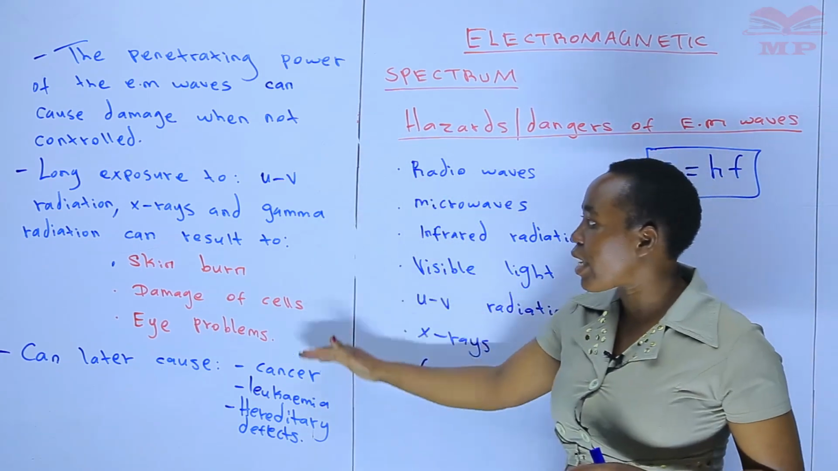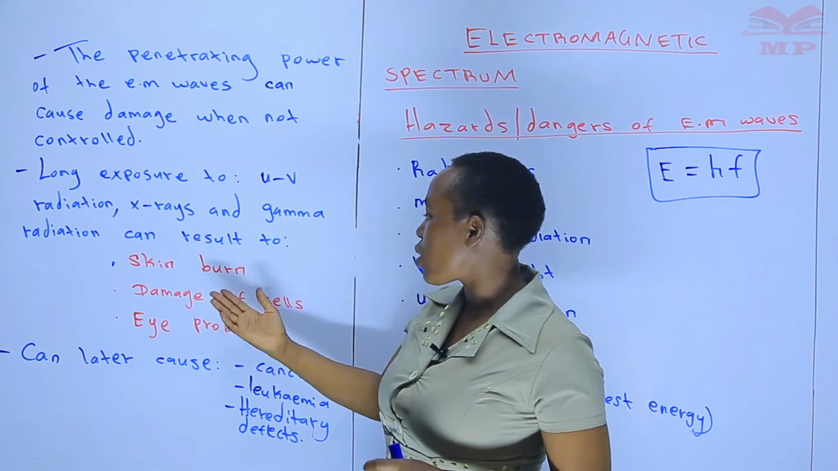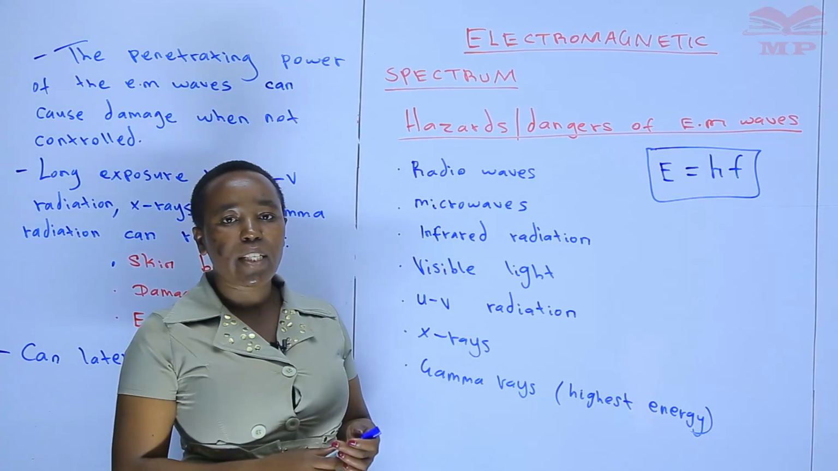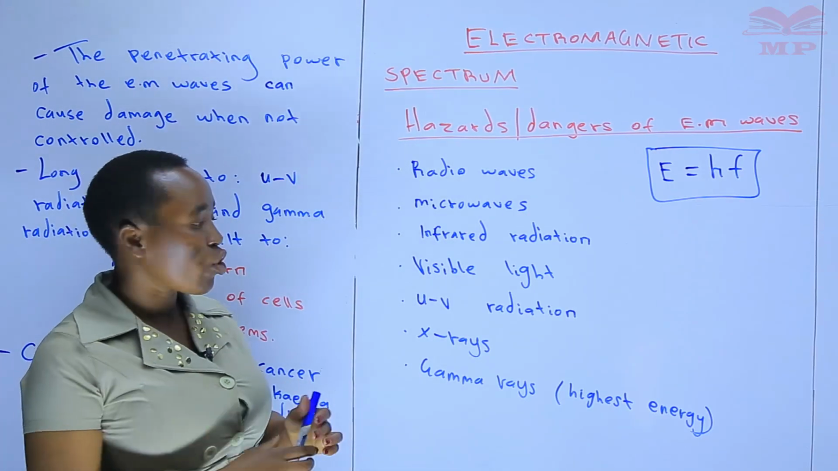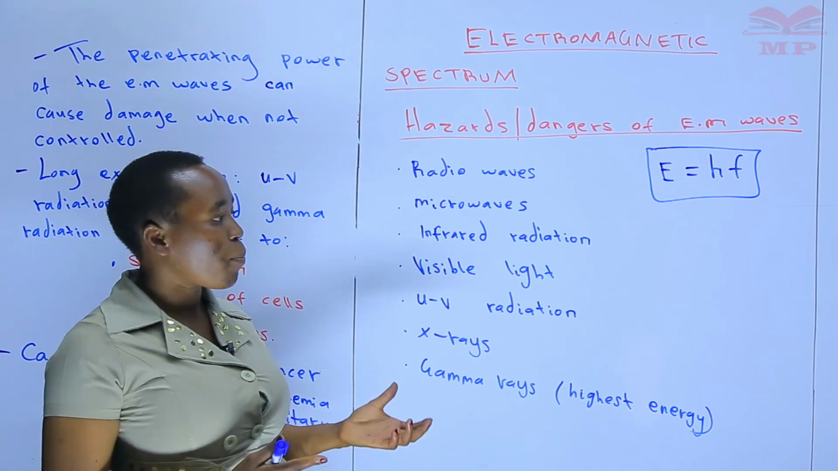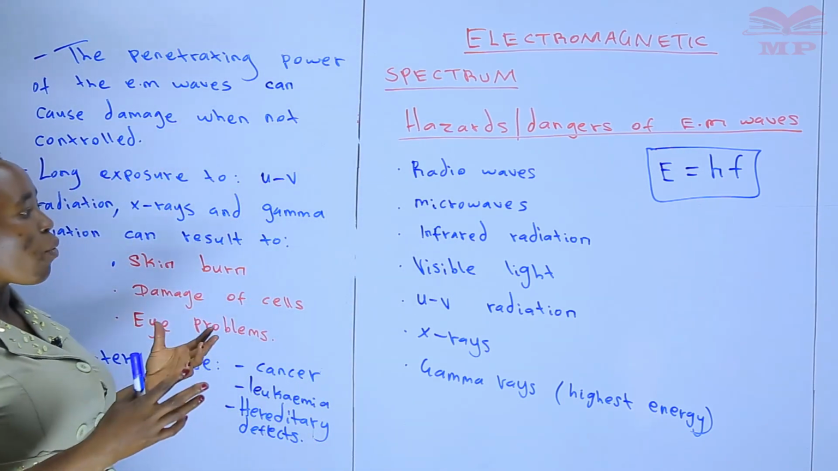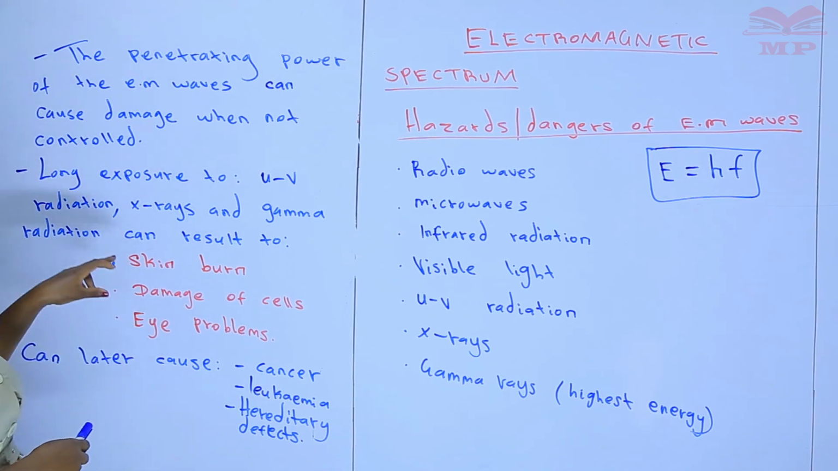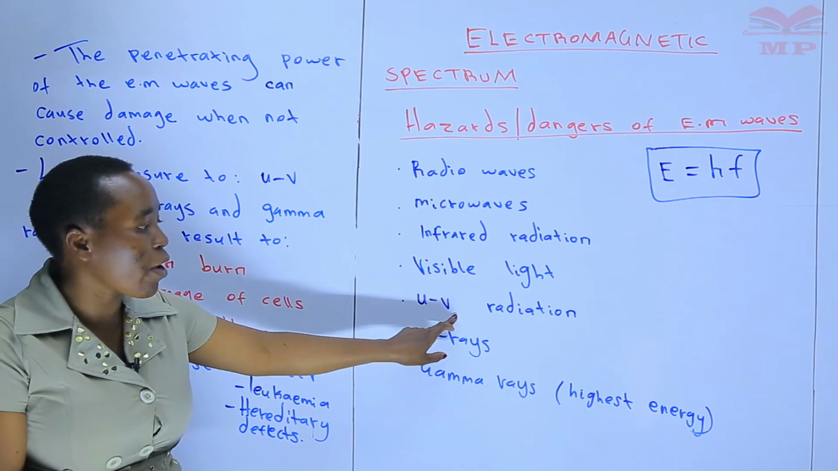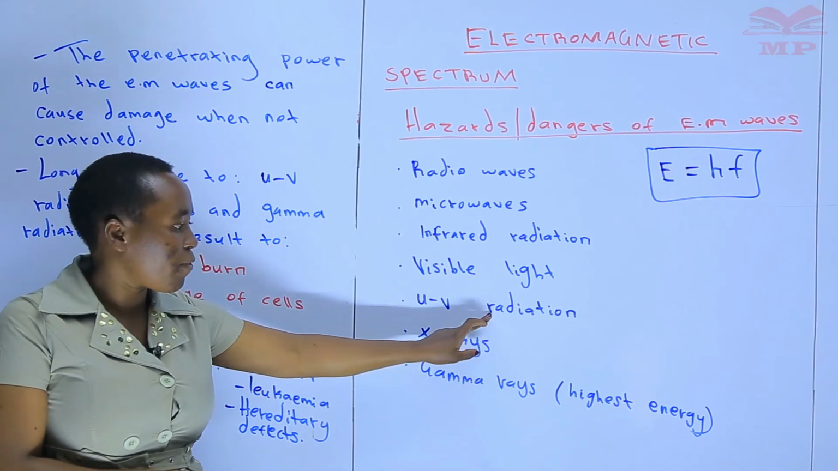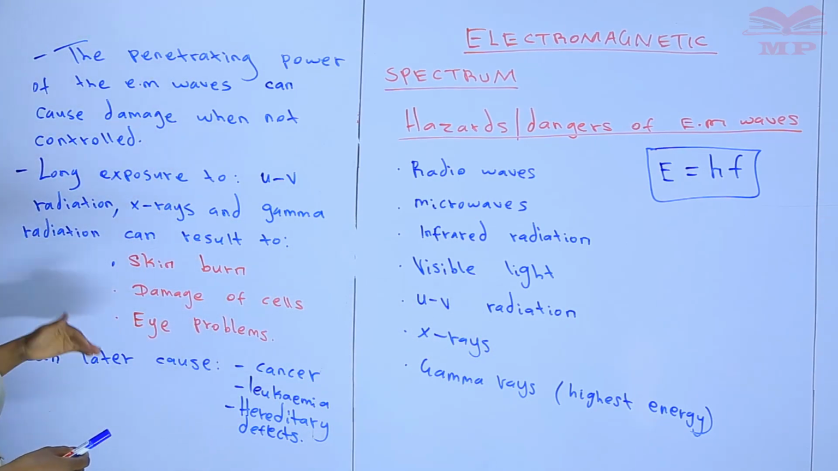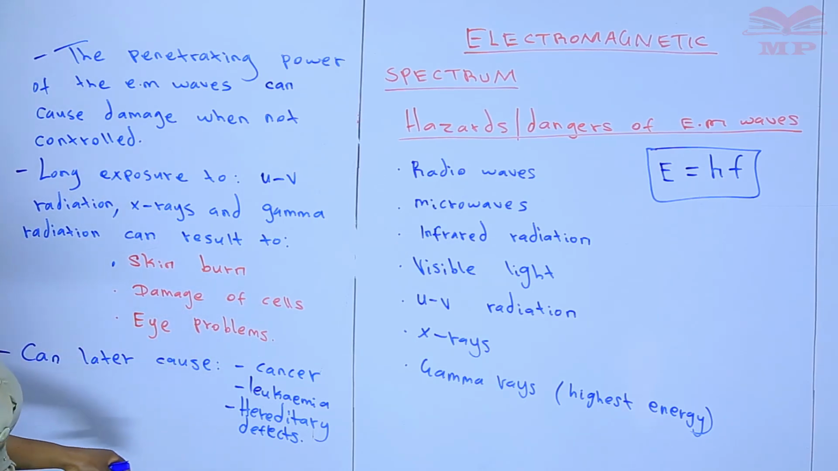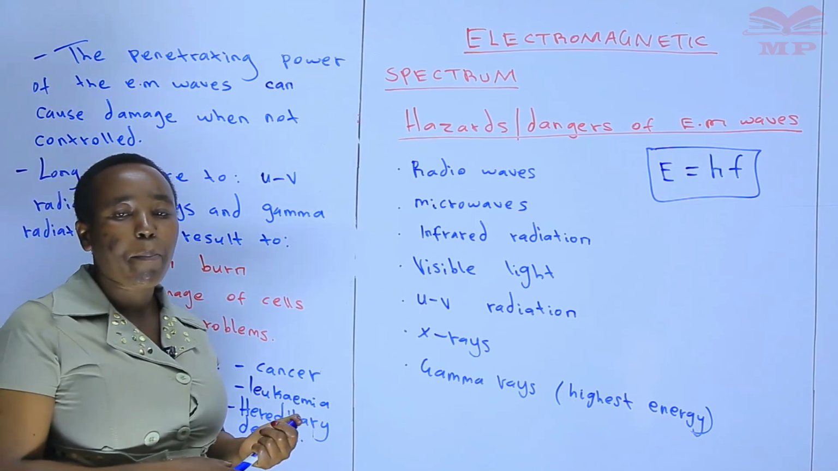So these are the dangers. We have seen that they can result in skin burn, damage of the cells, and eye problems, and that's why most of the time when the sun is very scorching, you usually find that some of the people, especially those who do not have a lot of melanin, may have skin burns. It is a result of what we are calling the ultraviolet radiation. And it's very dangerous, and as we have seen, when it continues, it can later lead to cancer, leukemia, and it can also cause hereditary defects in young people.